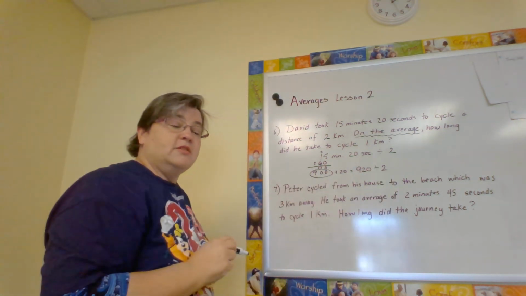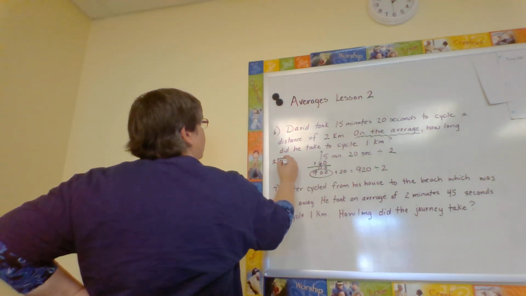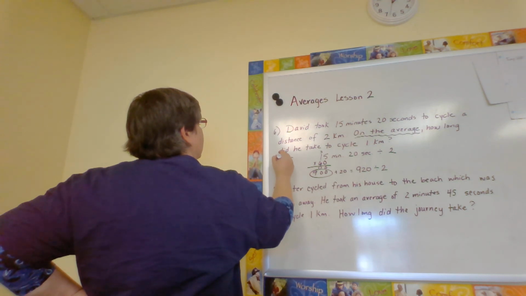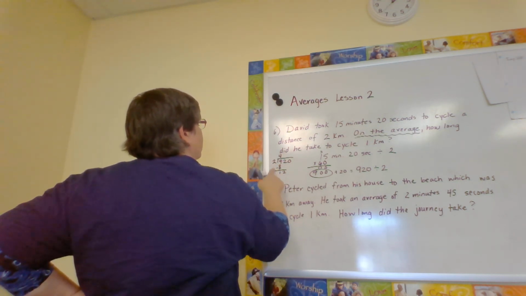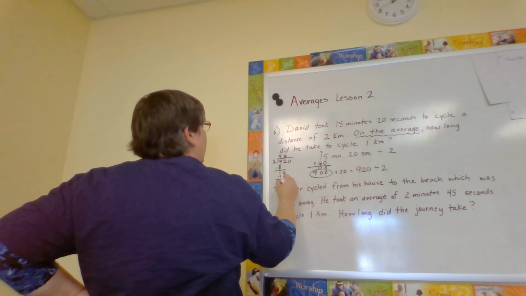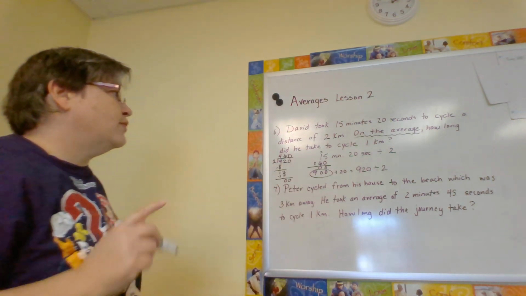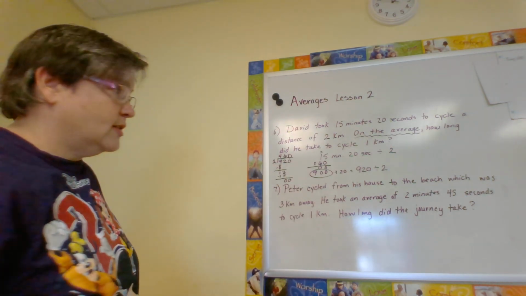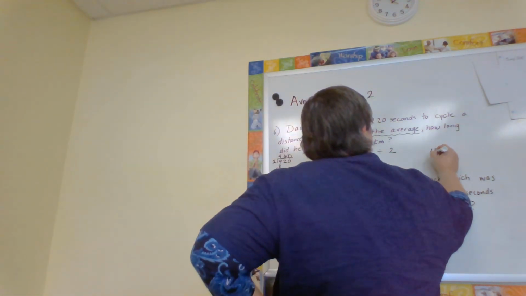All right, so now I'm going to divide 2 into 920. 2 goes into 9 4 times. Subtract, bring down. 2 goes into 12 6 times. Subtract, bring down, and 2 goes into 0 0 times. So 460 seconds.